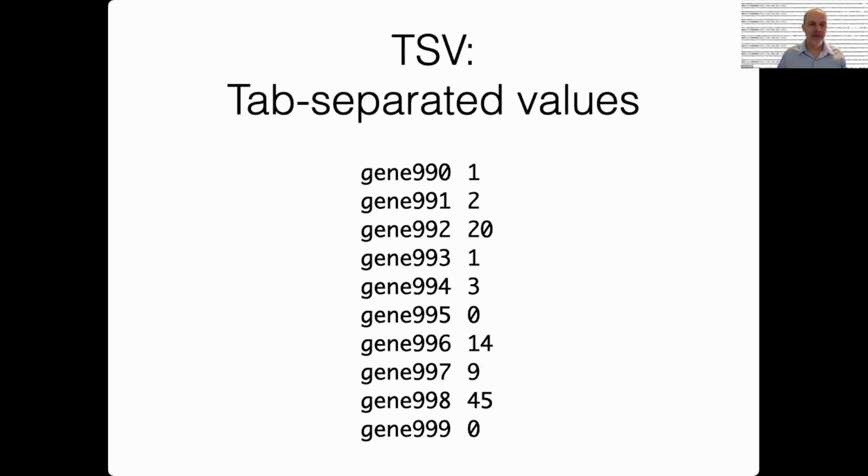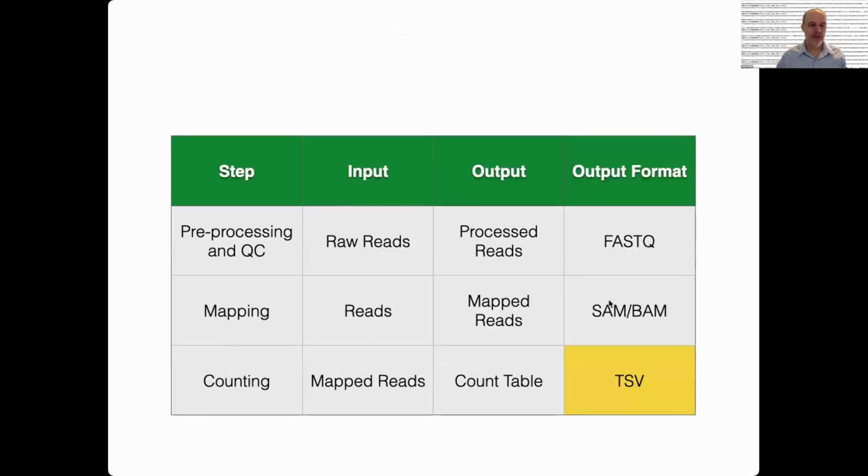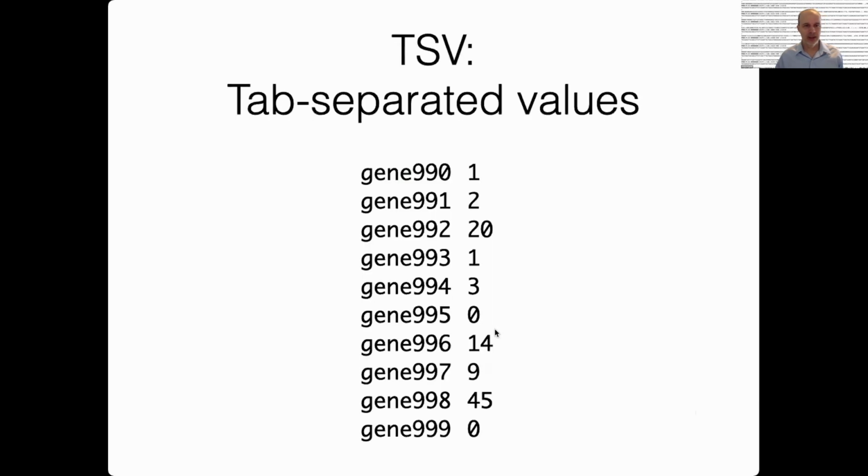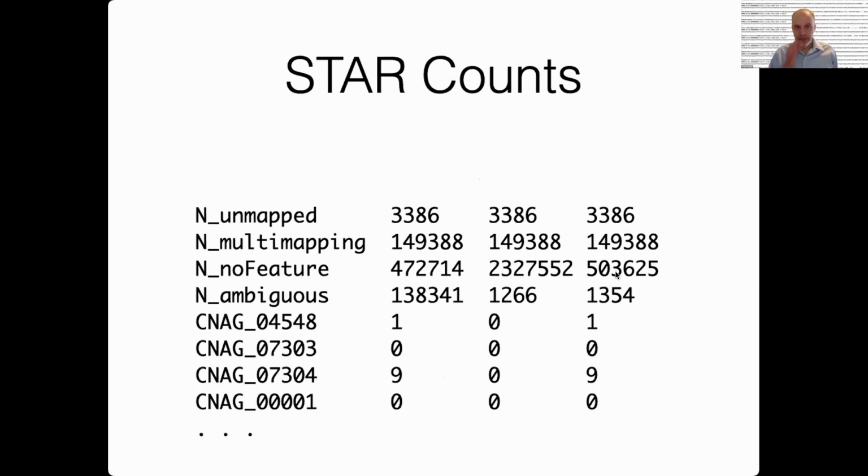So the output format for the count tables is not bioinformatics specific. Usually it's tab separated values. It can be comma separated values, where basically you have two columns, the name of the gene, and then the number of reads that were observed mapping to that gene. Pretty simple. Just so you know, we will see this.